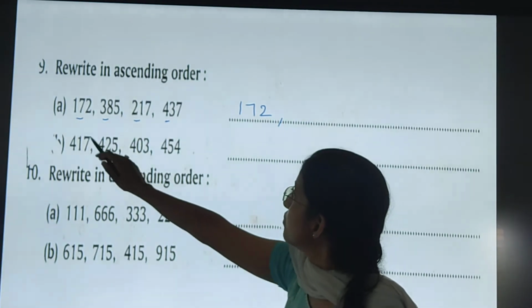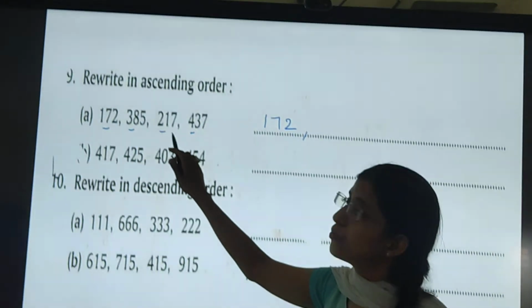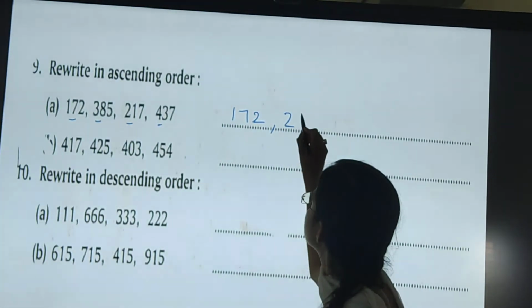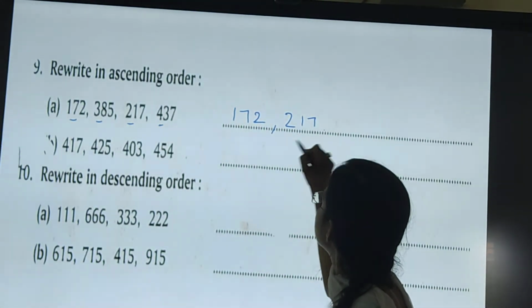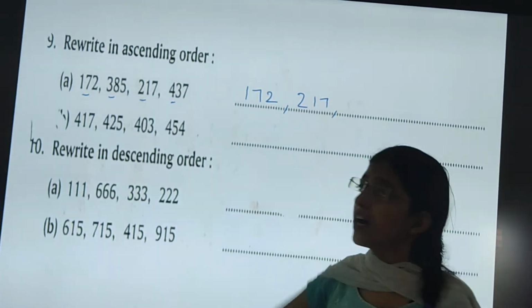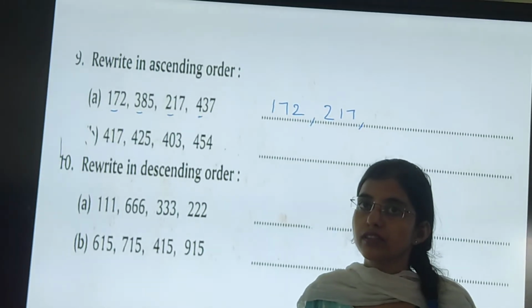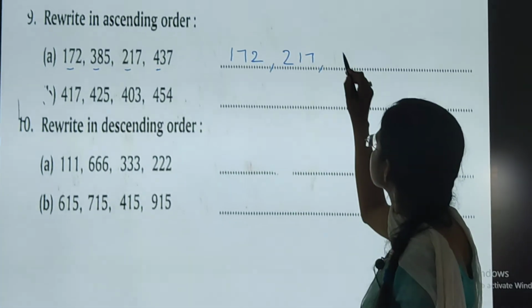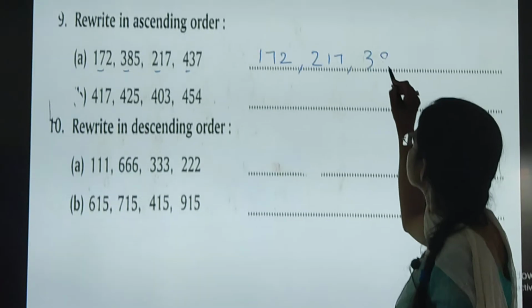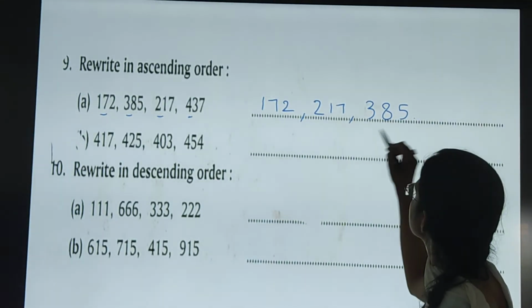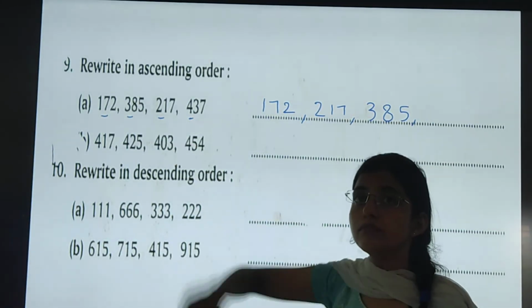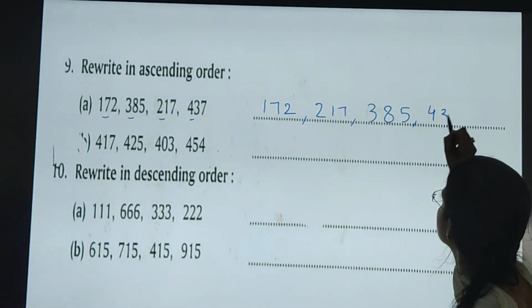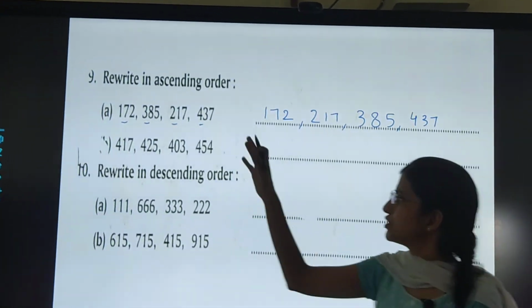After 172, which will be 217. Then I will write 217. Then comes 3, so 385. Then what will come? 437. So this was very easy.